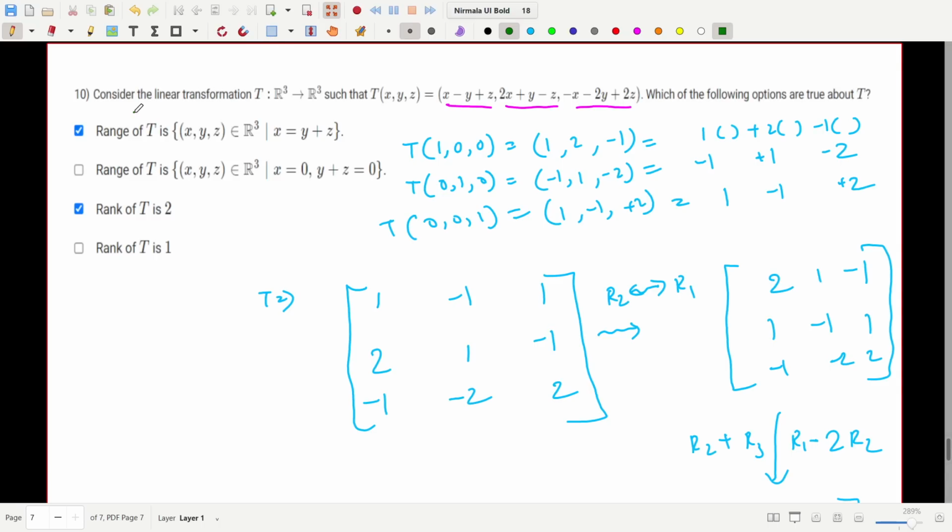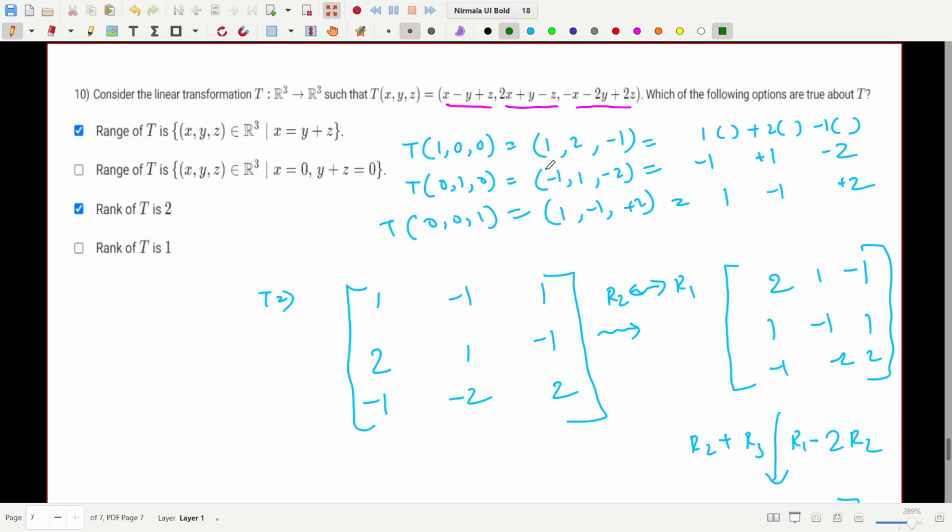Next question is, consider the linear transformation T: R3 to R3 such that T(x, y, z) is equal to (x minus y plus z, 2x plus y minus z, minus x minus y plus 2z). Which of the following options are true about T? Okay, we have to get the matrix of T first. It is asking for range and rank. So it is R3 to R3. So write it down in the standard ordered basis form.